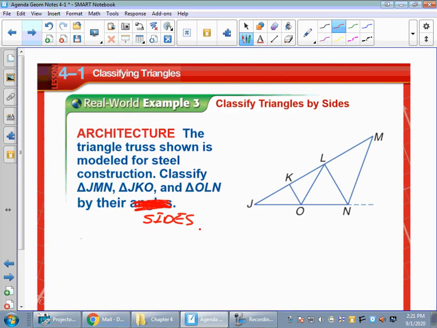Remember, by sides, it's either going to be equilateral, isosceles, or scalene. So triangle JMN is this one here. Going to look at that one. Triangle JKO is going to be this one. And then you're going to look at triangle OLN, which is this one right here. So classify those by their sides.